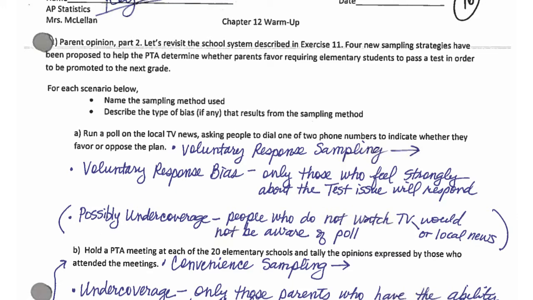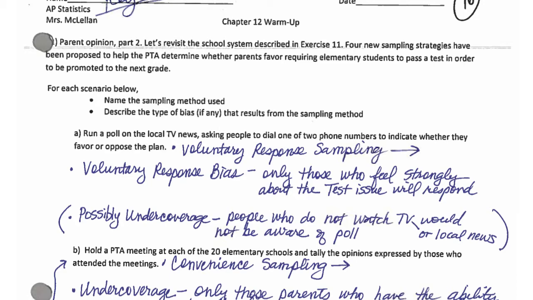All right, we're going to go ahead and do the Chapter 12 warm-up. Remember, you will not be given a list of the types of sampling methods or the types of bias. That's something that you have to know and be able to come up with on your own.